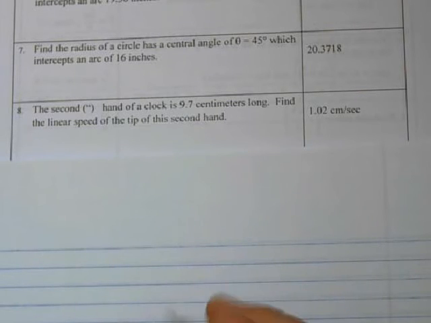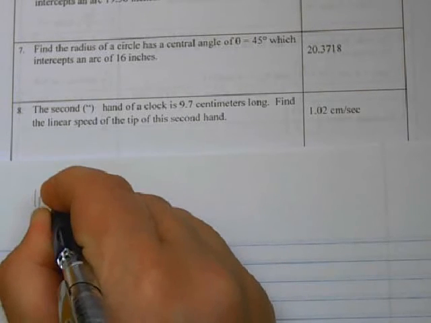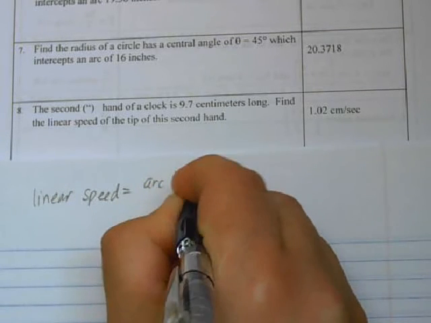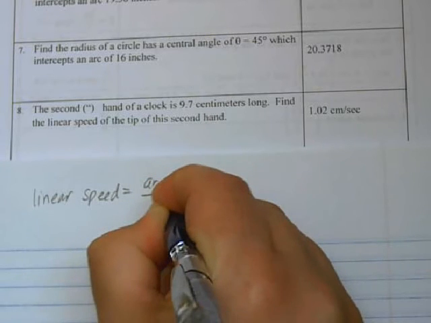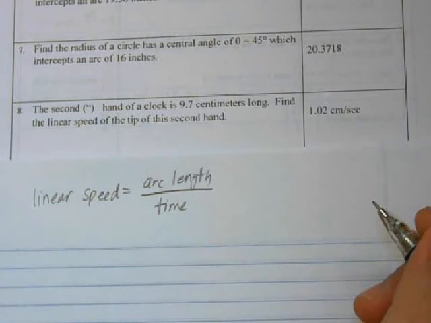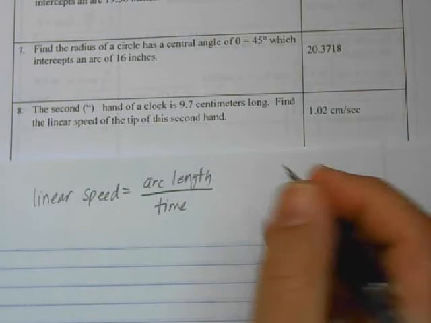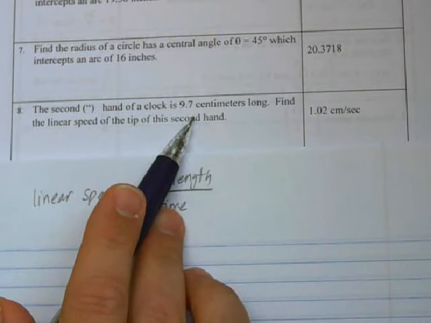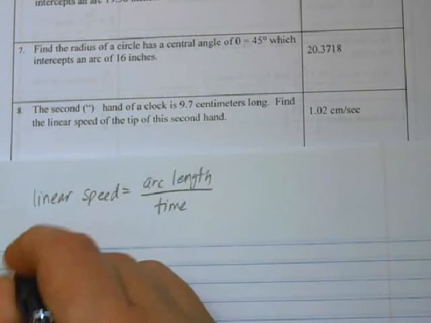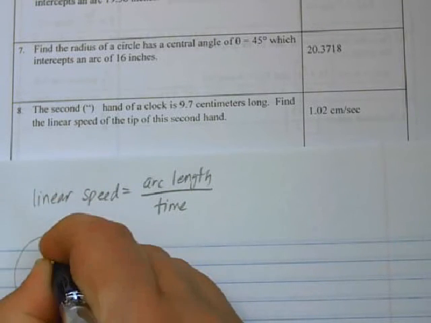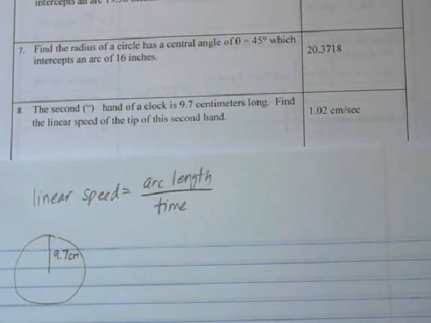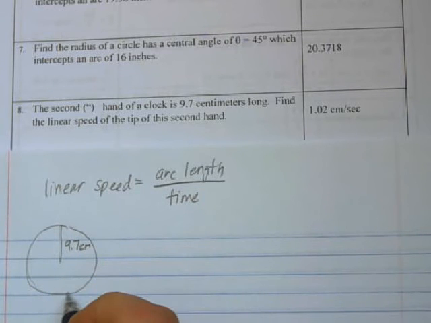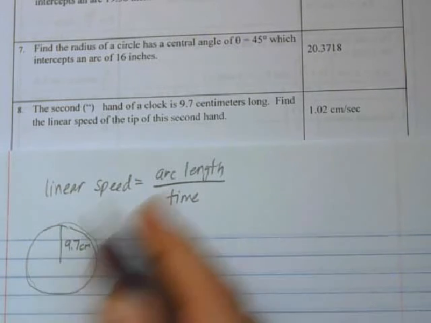Okay, for number 8, it's a linear speed problem. And linear speed is equal to the length of the arc divided by time. So in this problem, we know that the second hand, which has a radius of 9.7 centimeters, is going to make a full rotation every 60 seconds.